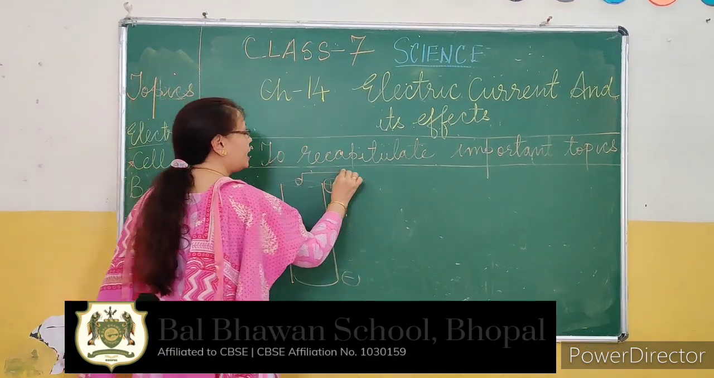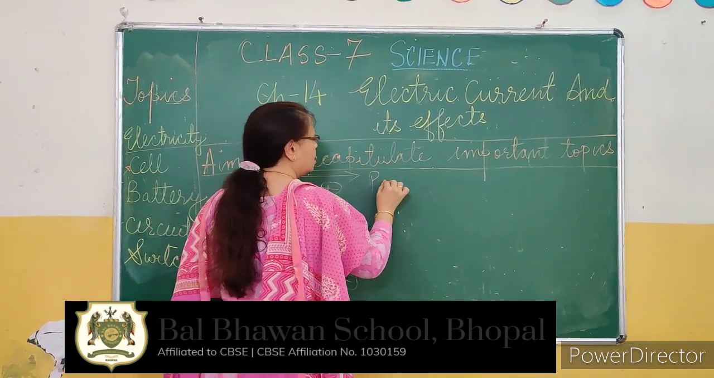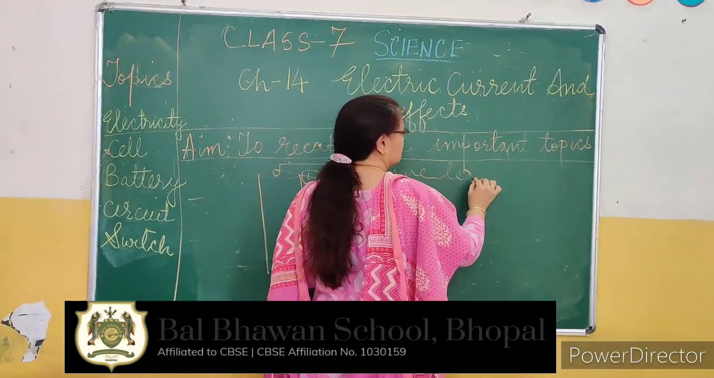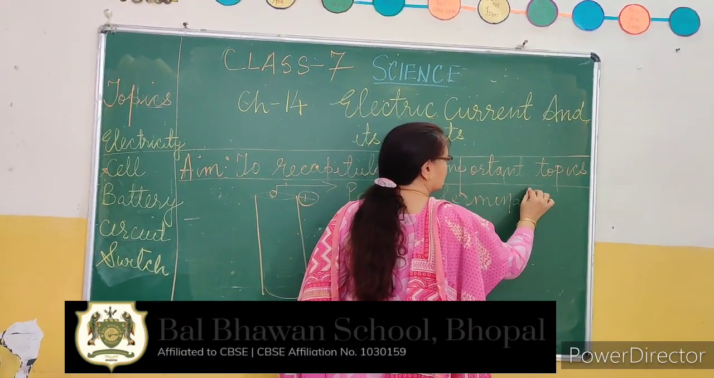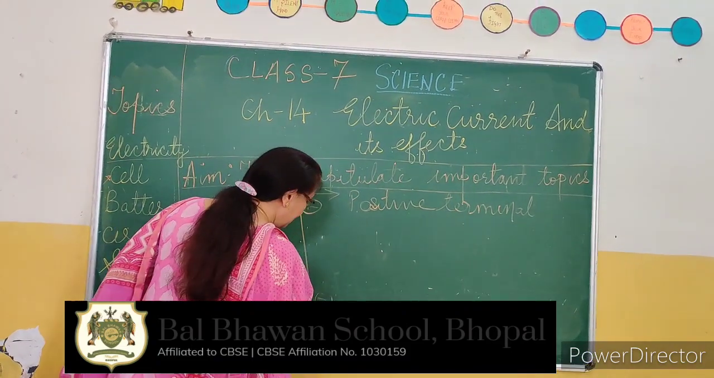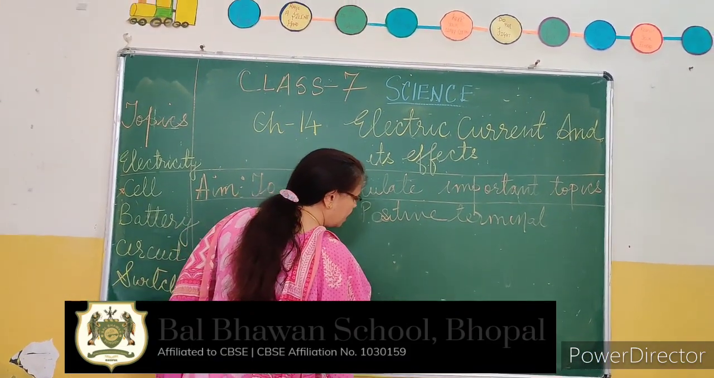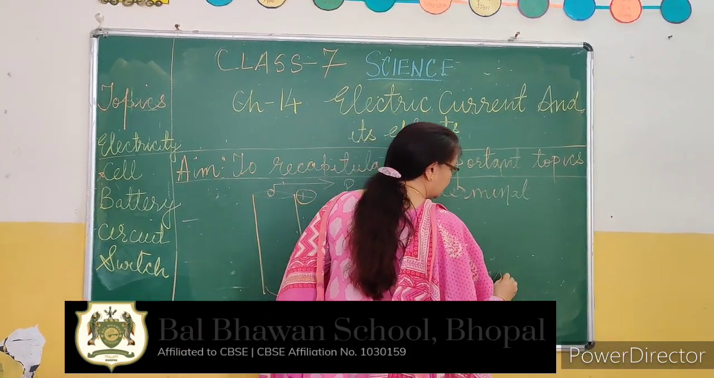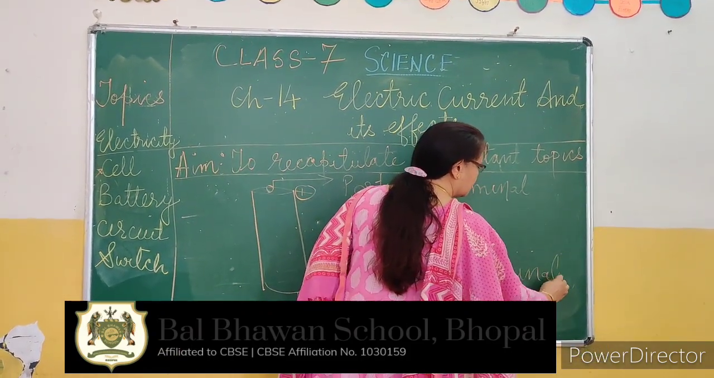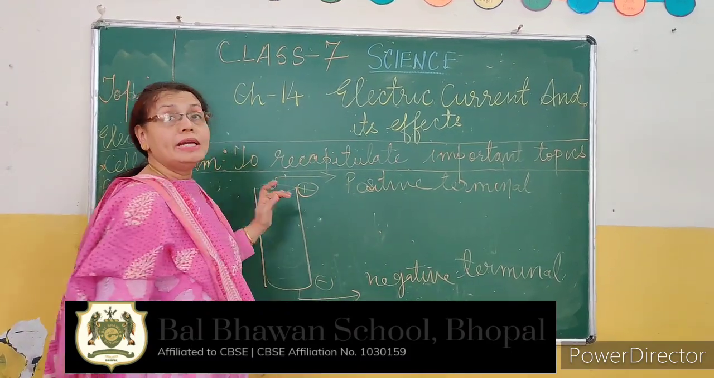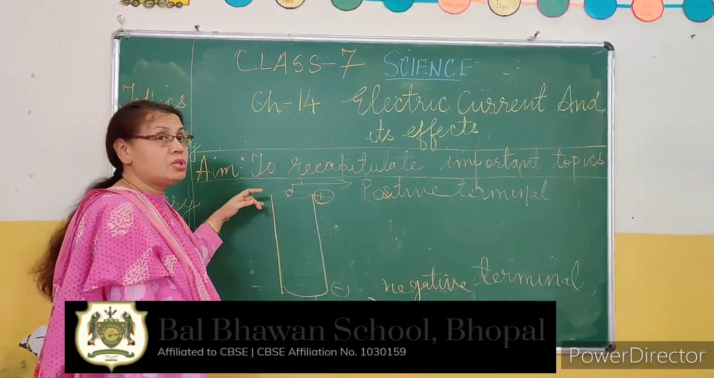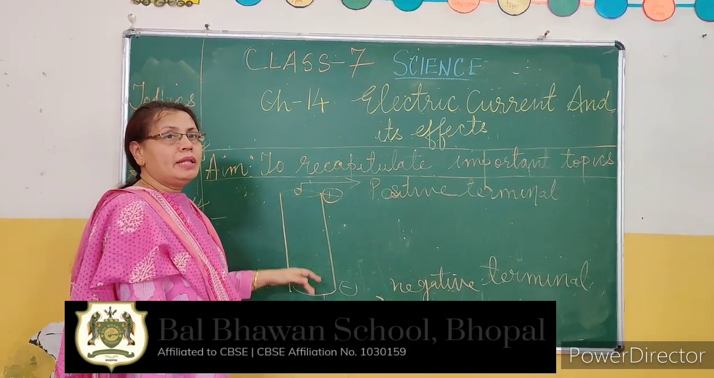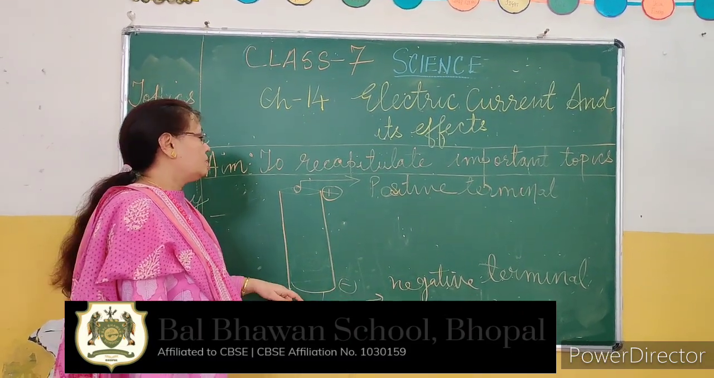The metallic cap at the top is the positive terminal. And the metallic disc at the base is the negative terminal. And these cells produce electricity because of the chemicals which are stored in them. So, two terminals, positive at the top and negative at the bottom.